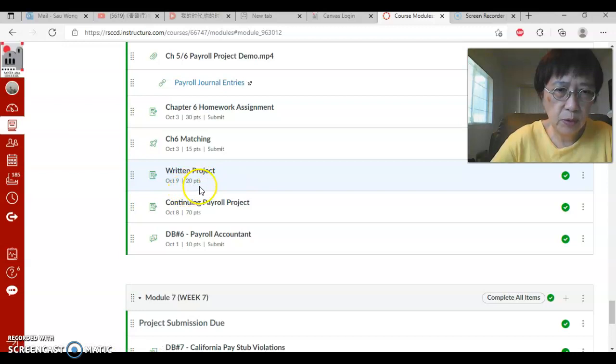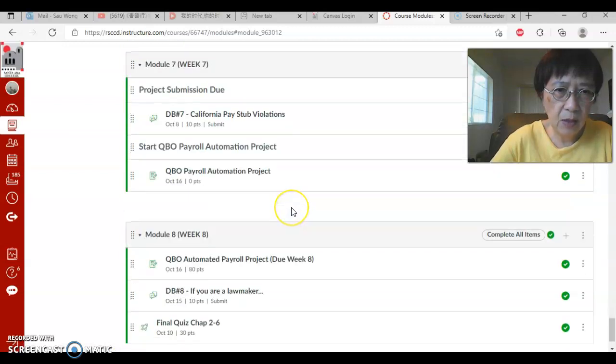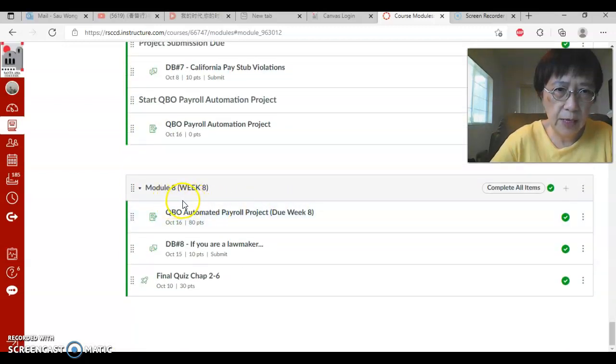It's worth 20 points. And then at the end of module 8, at the end of week 8, I have the QuickBooks automated payroll project that is due on week 8 too, and it's worth 80 points. And the final quiz, chapter 2 through chapter 6, is also due on October 10, and worth 30 points.